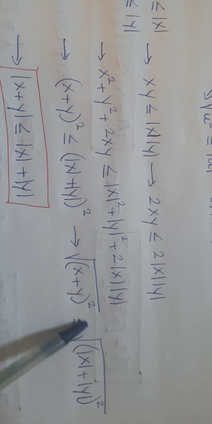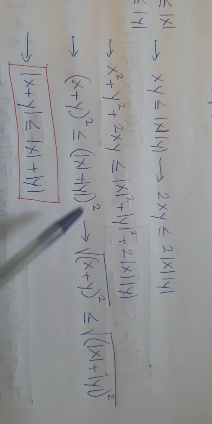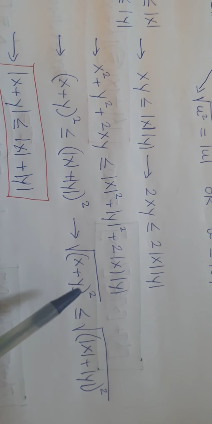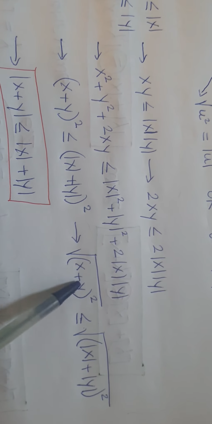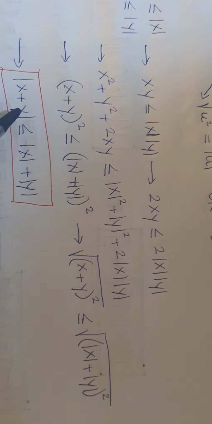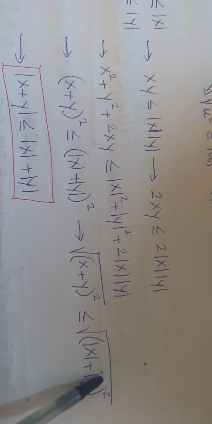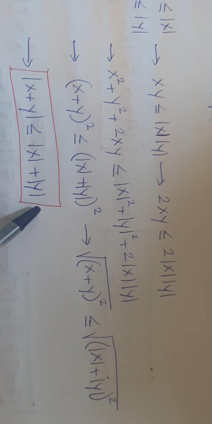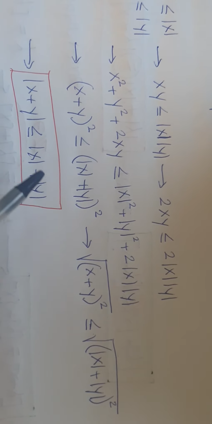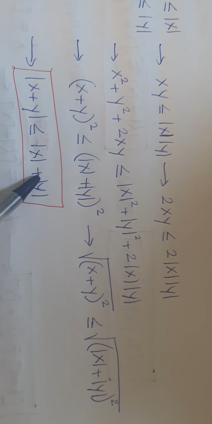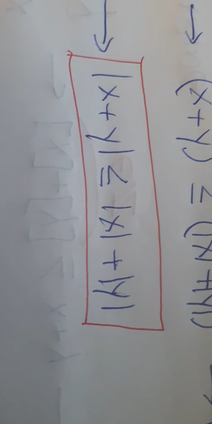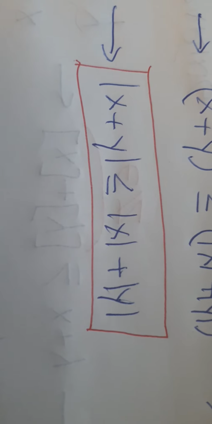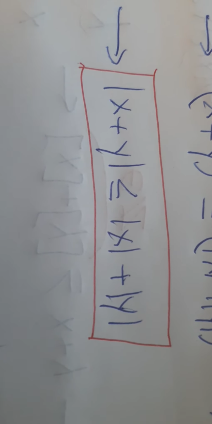And now, by taking the square roots of both sides, the left-hand side becomes the absolute value of x plus y, and the right-hand side becomes the sum of the absolute values of x and y. And thus, we have proved the so-called triangle inequality. And now, let us see how this looks if instead of the absolute value, we have the integer part.